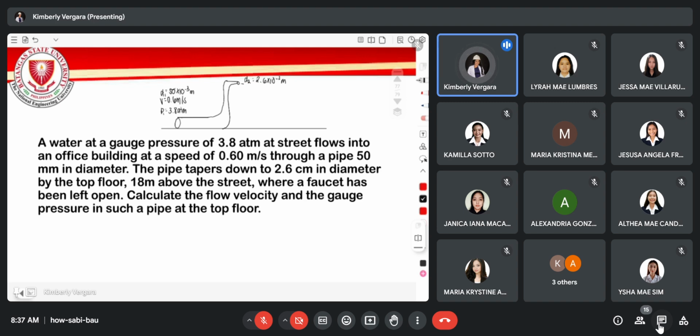And then it is 18 meters above the street, where a faucet has been left open. Calculate the velocity and the gauge pressure in the pipe at the top floor. So what we are looking for is the pressure and also the flow velocity, or V2, at our top floor. Let us answer this problem.